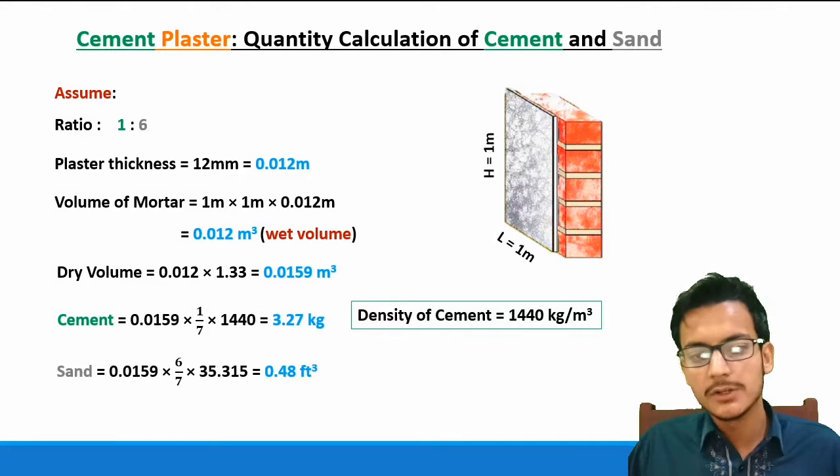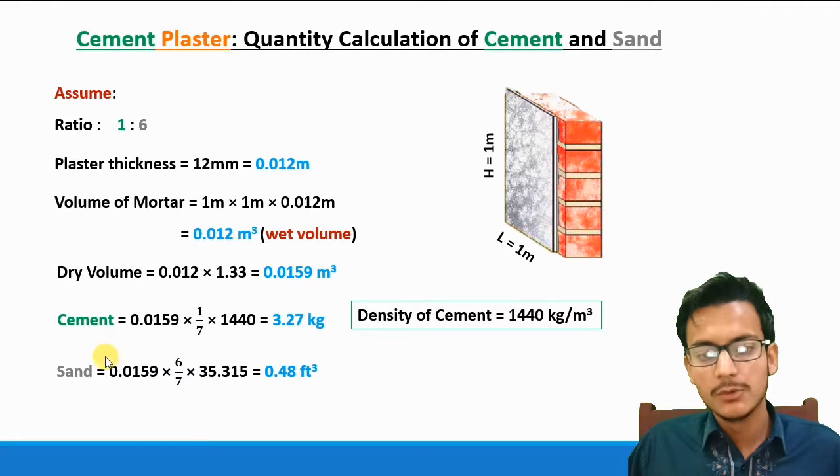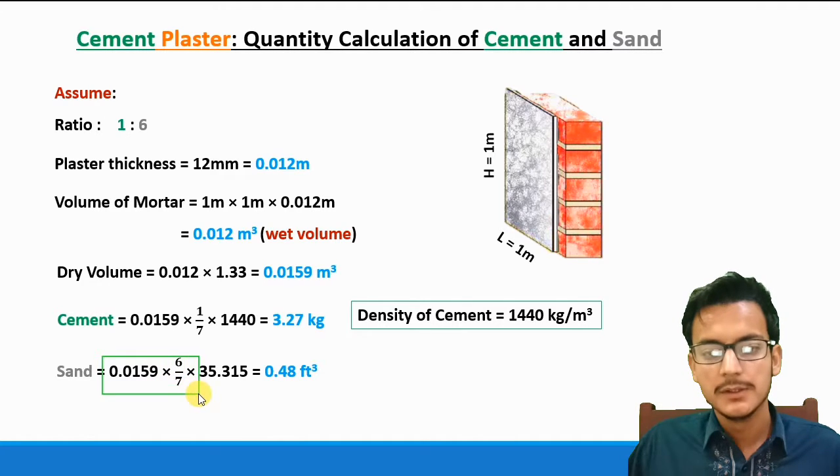Now we will calculate the quantity of sand. Same as we calculated the quantity of cement, first of all we will use the dry volume, and multiply it by 6 over 7, and then multiply by 35.315, in which 6 is the quantity of sand in the ratio and 7 is the sum of the ratio.